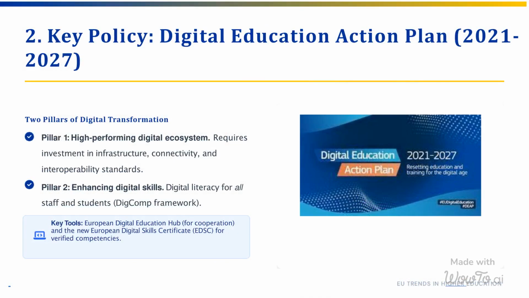The Digital Education Action Plan, running from 2021 to 2027, sets the EU's roadmap for transforming education through digital means. It focuses on two main pillars that work together to strengthen digital education across Europe. The first pillar is creating a high-performing digital ecosystem.